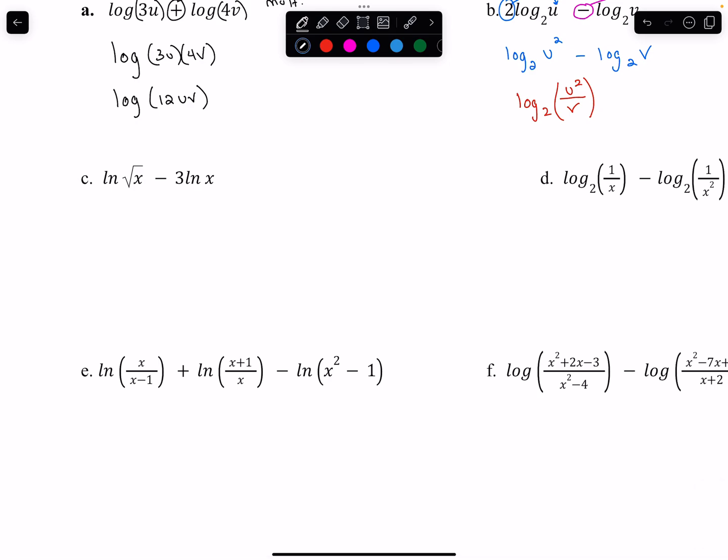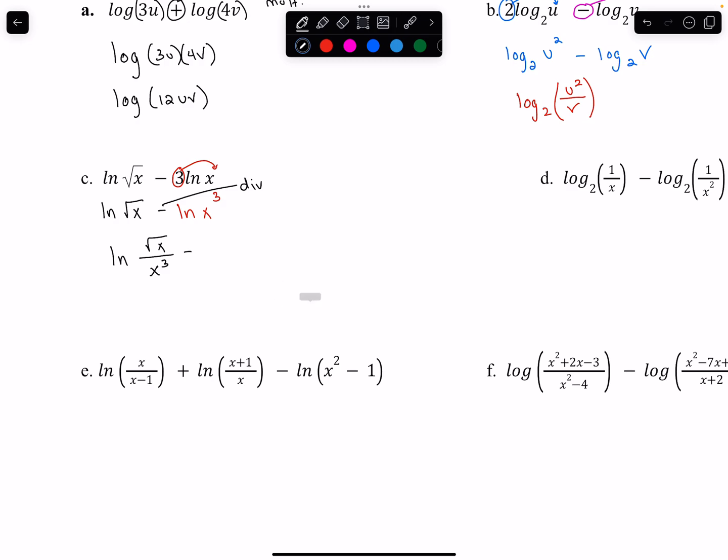Subtraction again. So ln, you could leave it as square root of x or 1/2. No, I'll just leave it as square root of x for now. Minus, and again the 3 is going to come back up as an exponent. So ln of x cubed. Subtraction implies division. So natural log square root of x over x cubed.